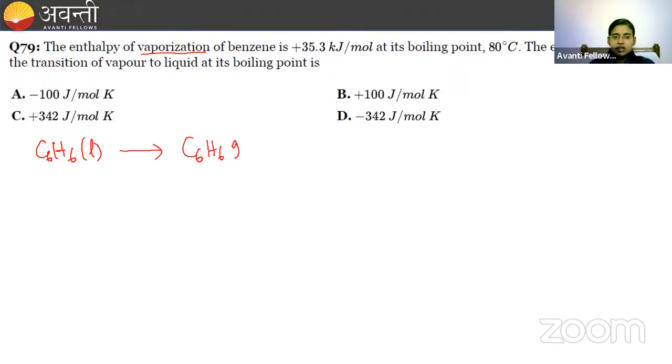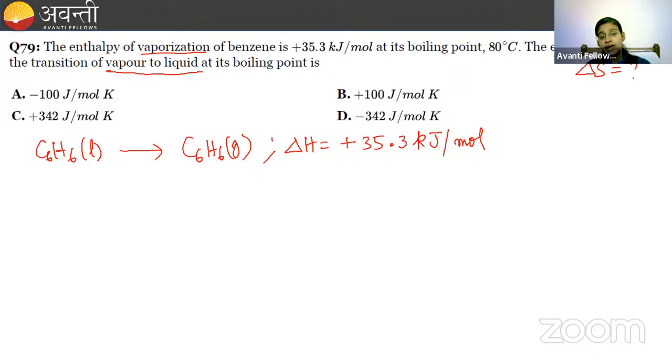For this, the enthalpy of vaporization, the delta H value, is plus 35.3 kilojoule per mole at its boiling point. The boiling point is 80 degrees Celsius. The question asks for the entropy change in the transition of vapor to liquid at its boiling point. Entropy change means delta S. We have to find delta S for the transition of vapor to liquid.